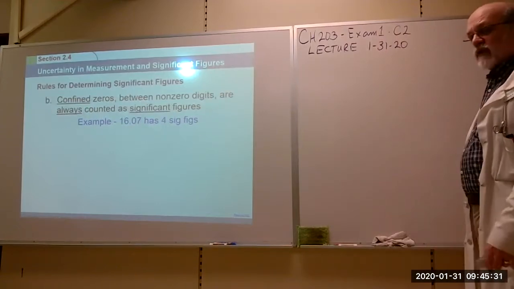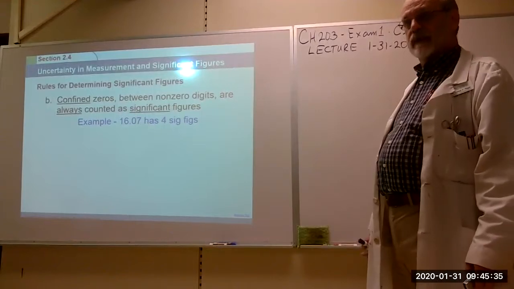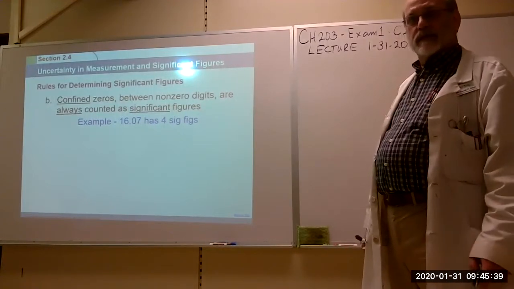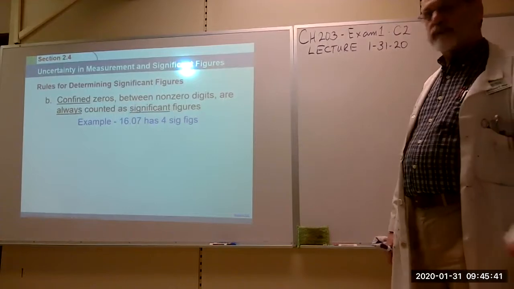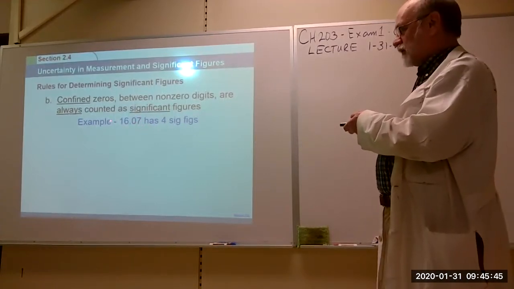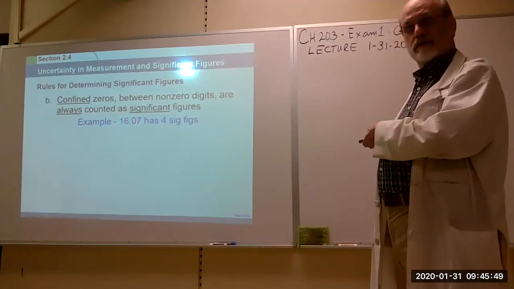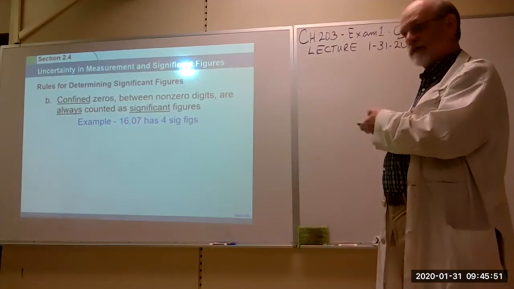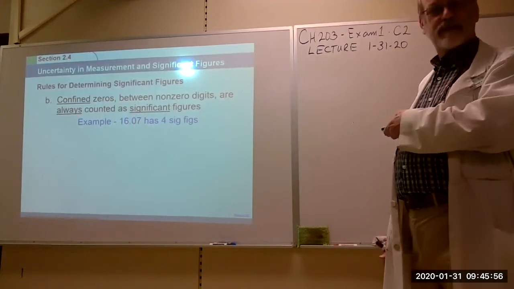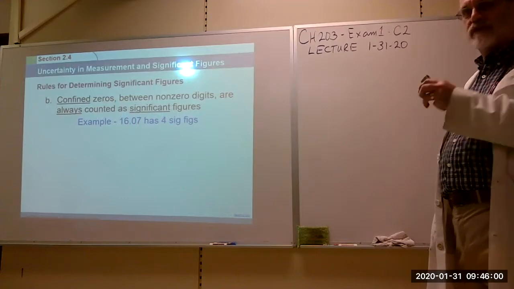What if you have a 0 that's bracketed or confined by non-zero numbers? That one is significant. If we couldn't keep it, then we couldn't say where the uncertain one was. So this one and this one are certain values, and this one's the uncertain. I see puzzled faces, but I don't see any heads twisting around, so that's good news.